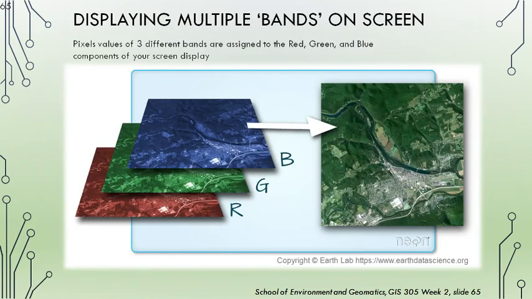So now to display multiple bands on screen, essentially, if you have signal in that part of the electromagnetic spectrum that our eyes perceive as being blue light, you will assign that signal to the blue part of your RGB screen. If you do the same with the green and the red, then on screen what you will be looking at is an image that is very close to true colors in the real world.